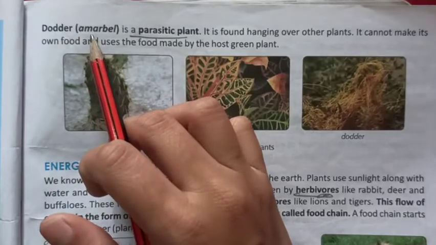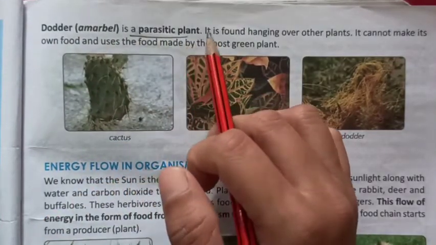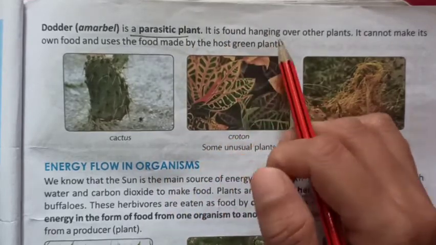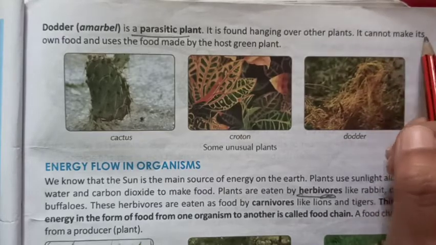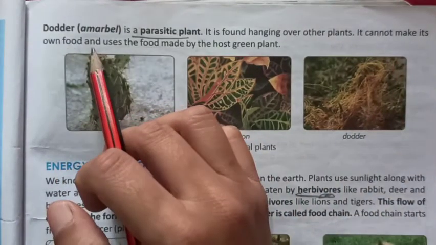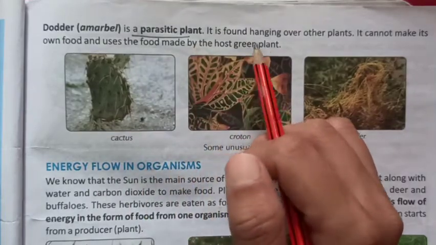Dodder, also known as amarbel, is a parasitic plant. It is found hanging over other plants. It cannot make its own food and uses the food made by the host green plant.